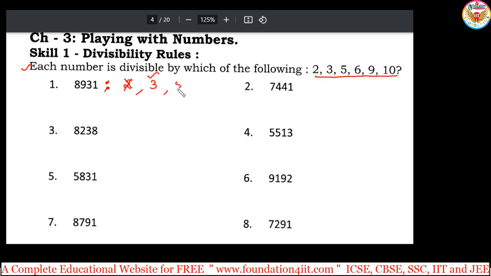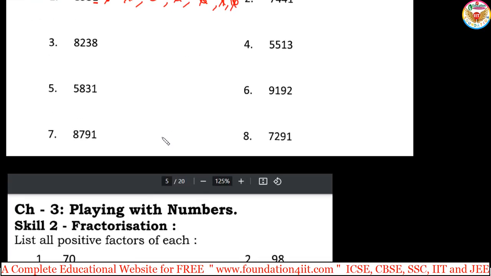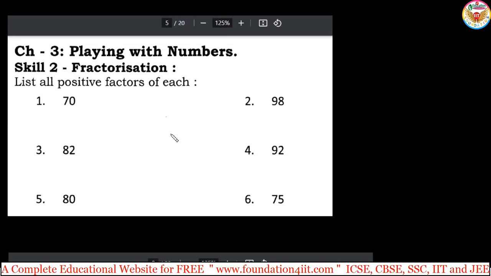The rule for 5 is that it ends with 0 or 5; this ends with 1, so not 5. For 6, it's not divisible by 2 but by 3, so 6 also not. For 9, 21 is not in the 9 table, so not 9. So not 10 also. Only 3 it is. So apply the normal divisibility rules and find out everything. In PDF page number 4 also you can practice all the remaining problems.